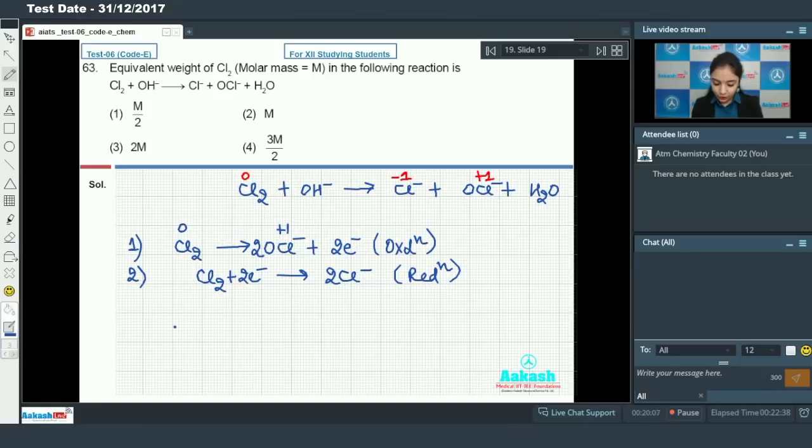In the disproportionation reaction, the equivalent weight of chlorine will be the sum of the equivalent weight in the case of oxidation plus in the case of reduction. In the case of oxidation it will be M by 2, where M is the molar mass of Cl2 and the n-factor is 2, plus in the case of reduction, it is also M by 2. So here it will be M. I hope this is clear to you. So option number 2 is the correct answer.